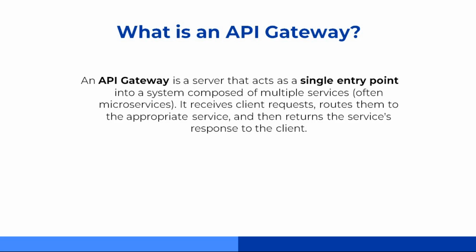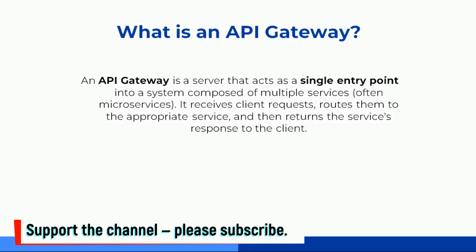Now, let's make that even easier with a real-life example. Imagine you walk into a restaurant. Instead of going into the kitchen and talking to each chef individually, you speak to a waiter. The waiter takes your order, passes it to the right chef, and then brings your food back to you. In this example, the waiter is the API gateway, handling communication between the customer and all the services in the kitchen without the customer needing to know what's happening behind the scenes.